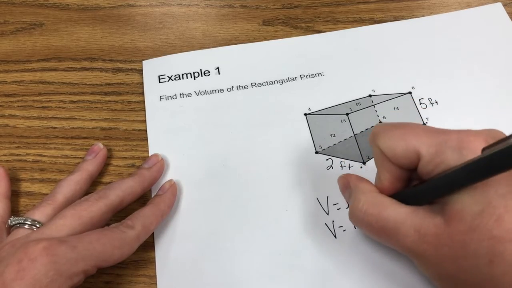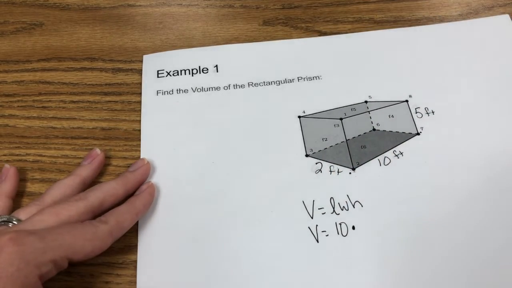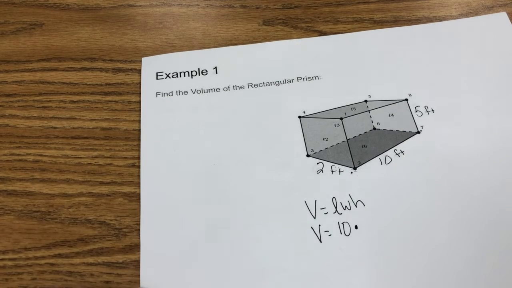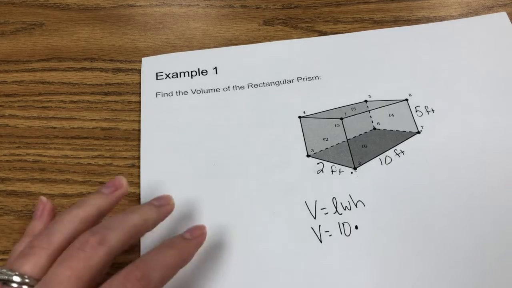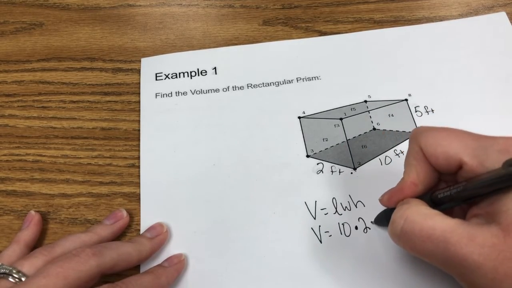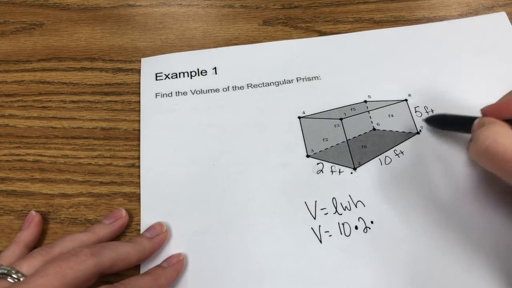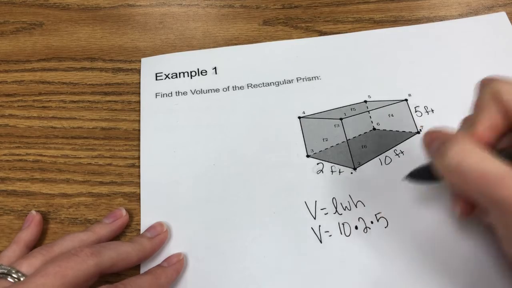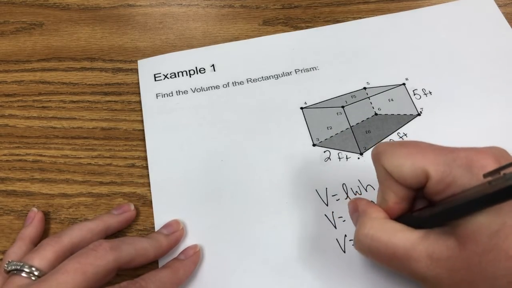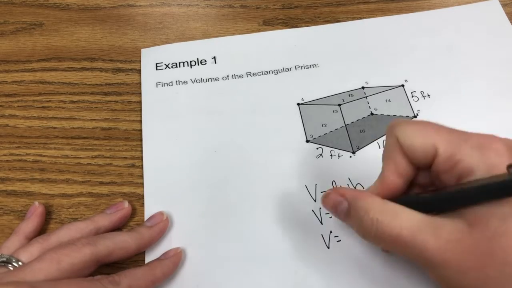So my length is 10. No sign means multiplication. Remember to use that dot for multiplication, because if you use an X, it might be mistaken as a variable. Then I have the width, which is 2, times the height, which is 5. Don't forget, top to bottom is your height, so 5. Then we're just going to multiply. 10 times 2 is 20, and then 20 times 5 is 100.